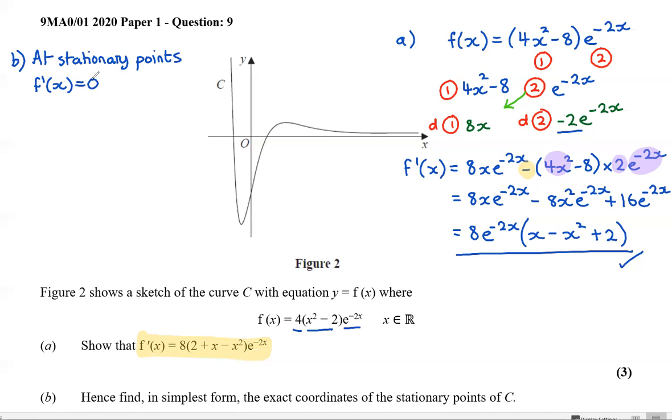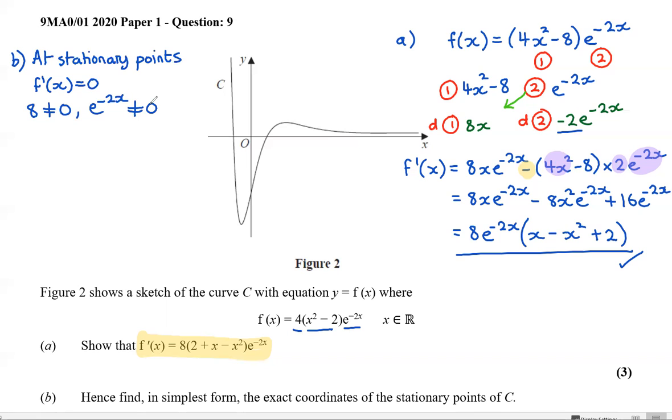Now, it's actually nice this because the gradient function is factorized. So we know that 8 will never equal 0. We also know that e to the negative 2x can never equal 0.